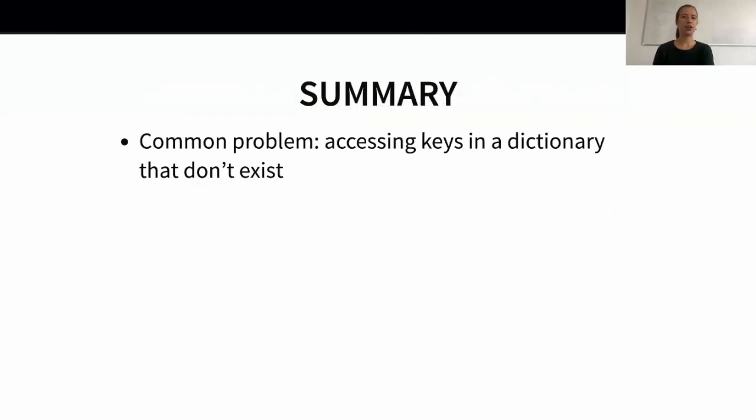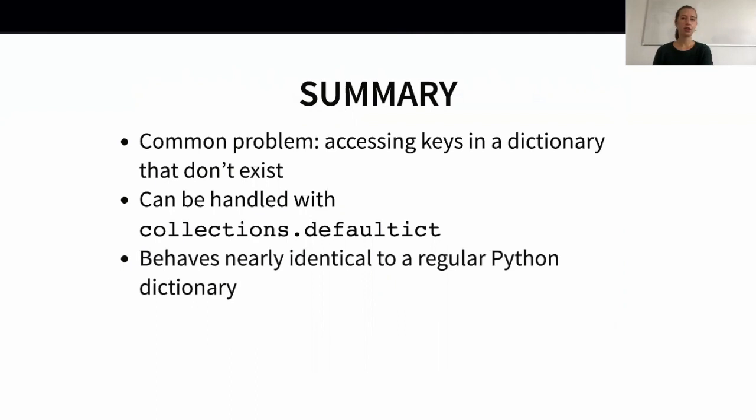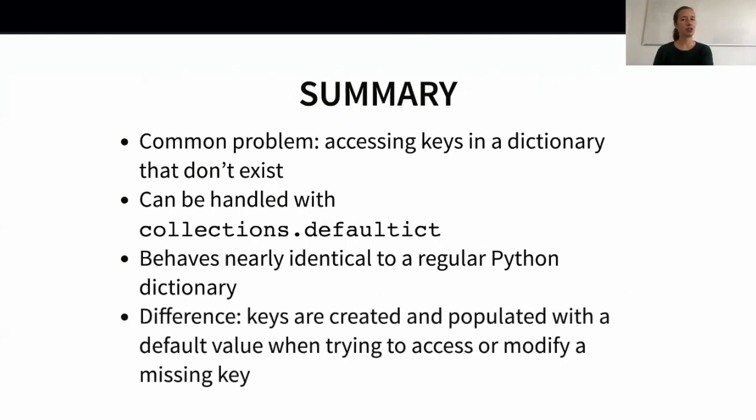Let's sum up what we learned. We started out with a common problem that often occurs when working with dictionaries, namely accessing and modifying keys in the dictionary that don't exist. We learned that this can be solved using the collections.defaultdict class. A Defaultdict behaves nearly identical to a regular Python dictionary with a subtle but important difference, namely that it accepts a callable in its constructor, whose return value will be used if a requested key cannot be found. This can be useful in several situations, for example, when grouping objects.